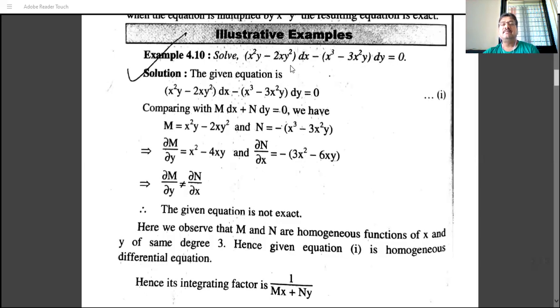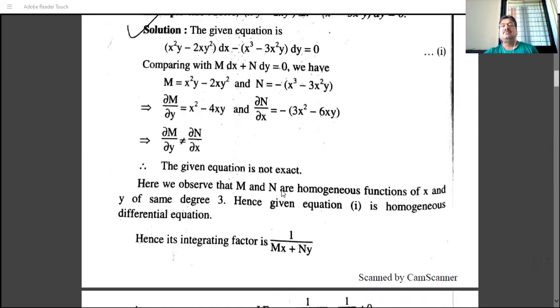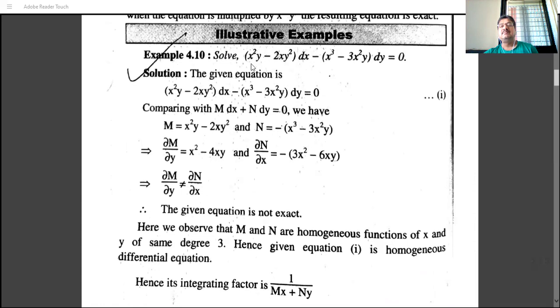If the question is just to solve, then we can apply either the homogeneous type method or this method, that is, reducing the equation to an exact differential equation and then finding its answer. It depends on you. But if the question is of the type find the integrating factor and then solve, then we have to apply this method: first find the integrating factor and then find the solution. Sometimes the question is just to find the integrating factor of this differential equation.